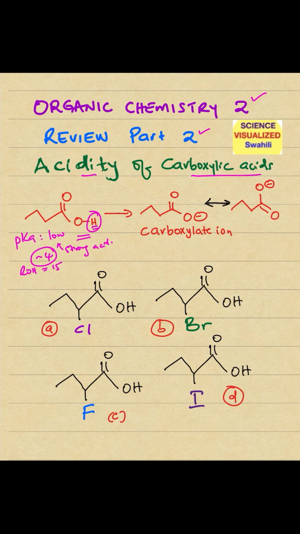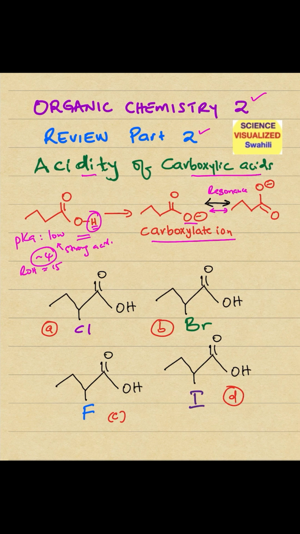Now when that proton is lost, you end up with a carboxylate ion where that oxygen now has a minus charge. And this carboxylate ion is stabilized by resonance. To show resonance, we draw a resonance arrow. The arrowhead is facing both sides, and that means resonance.